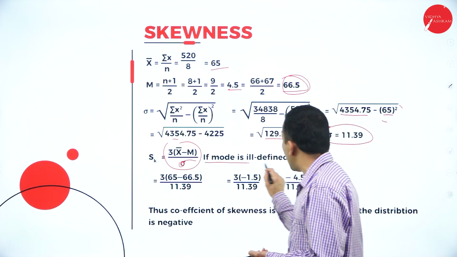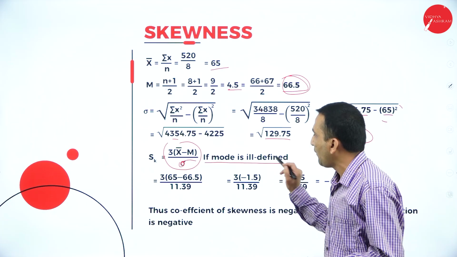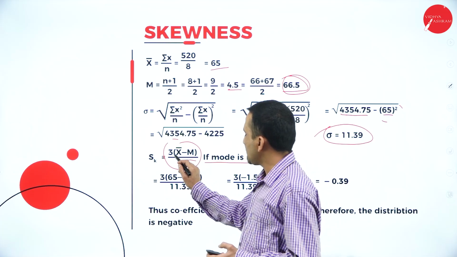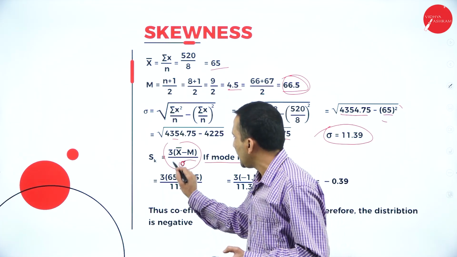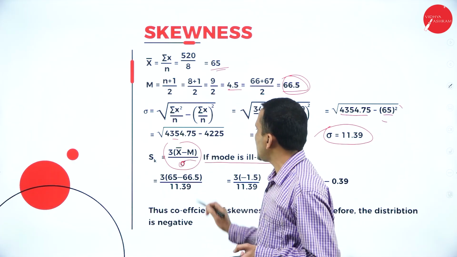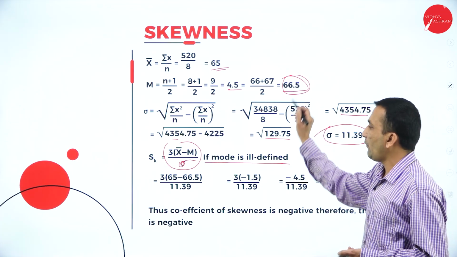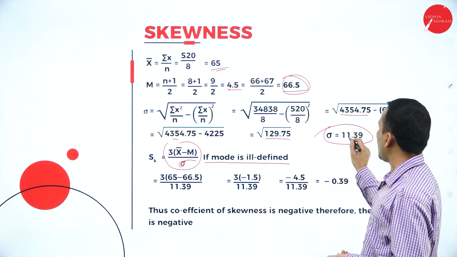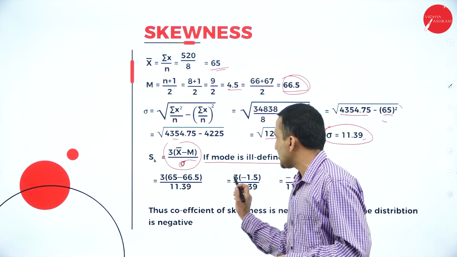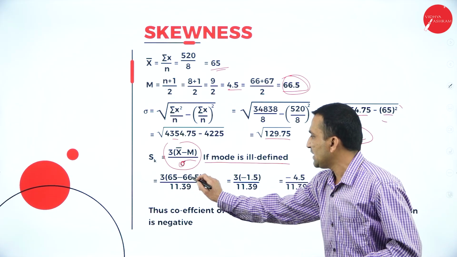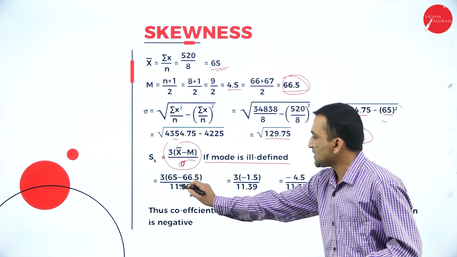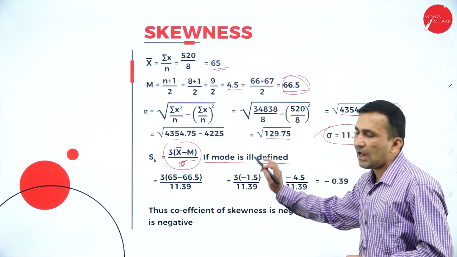Here I clearly specified, if mode is ill-defined, then we apply this formula. Now we need to simplify this formula according to whatever is there. 3 as it is, I am writing x bar, which is 65, minus the median we got, 66.5, divided by the standard deviation we got, 11.39. First you have to subtract: 65 minus 66.5, so I am getting minus 1.5. The standard deviation denominator I am writing as it is.